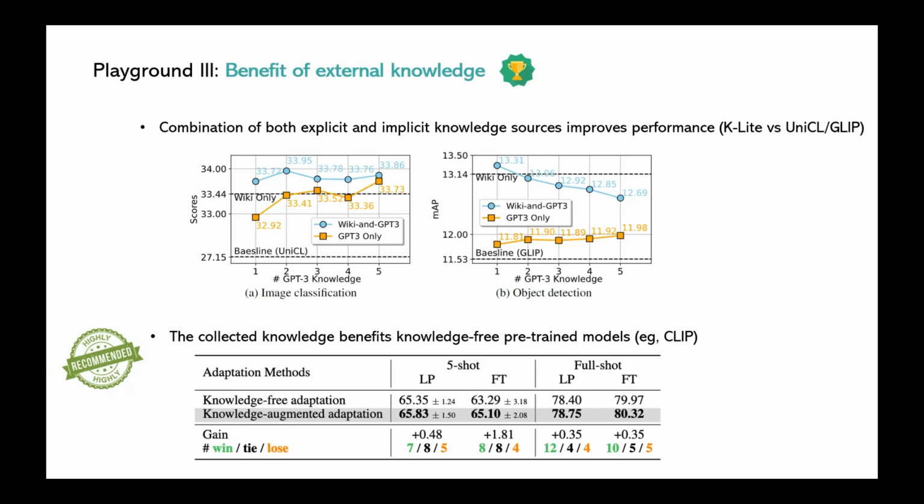In the second case, we are considering a knowledge-free pre-training checkpoint, for example, CLIP. We see that adding external knowledge can improve both the zero-shot and the few-shot model adaptation results for CLIP. And these are very simple baseline methods. Based on this, I hope that it can encourage more advanced knowledge-aware prompting techniques in the research community.